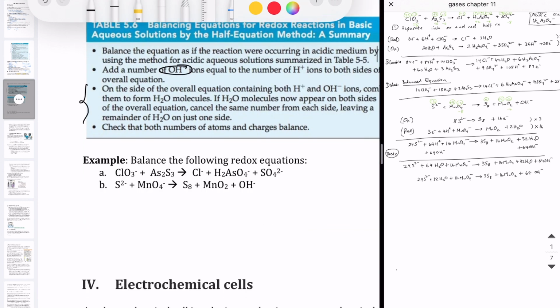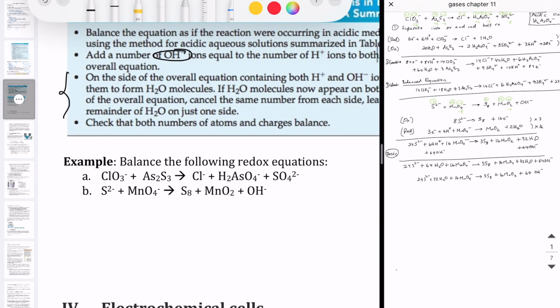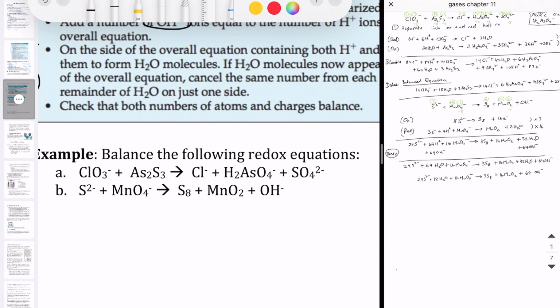Okay, so I'm going to show you two examples here. They're pretty complex examples of balancing. Once you are able to do equations like this, you should be able to do other redox equations. We're going to take a look at the first one here, which is ClO3⁻ + As2S3 goes to Cl⁻, H2AsO4⁻, SO4²⁻.